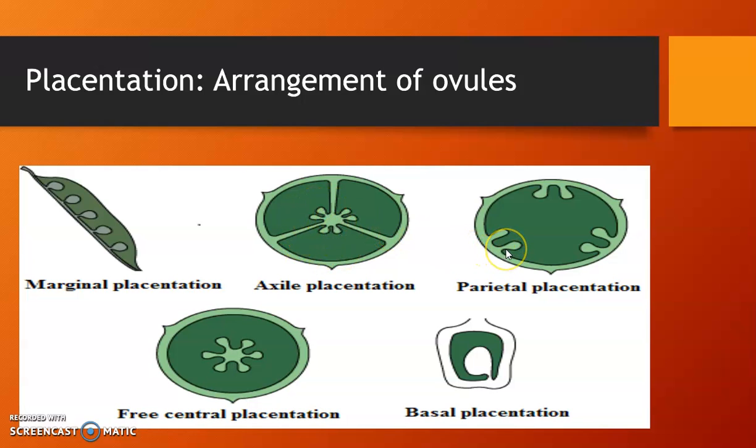And the next one is parietal. So the ovules are arranged at the margins in a round circle manner. So it is said to be parietal placentation. And the next one, all the ovules are arranged in the central part without any partitions. So it is free central placentation. And the next one is basal placentation. So these are the 5 types of placentation.